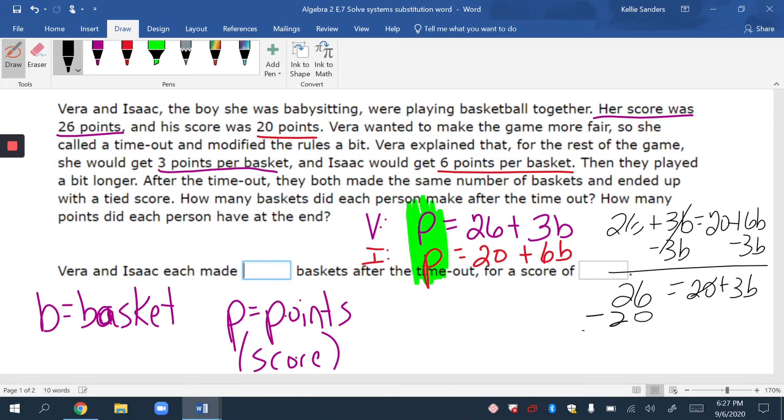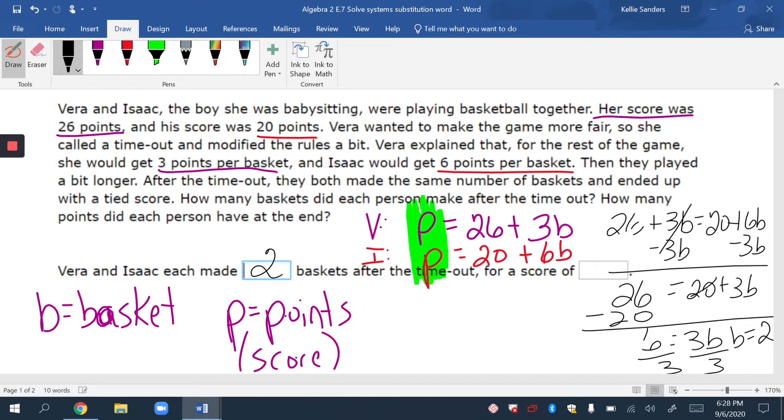We're going to subtract the 20. We're going to divide by 3, and our baskets are 2. Both Vera and Isaac made 2 baskets after the timeout. Because they made 2 baskets, we want to know how much their score was.